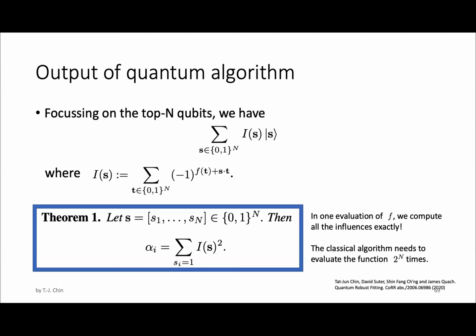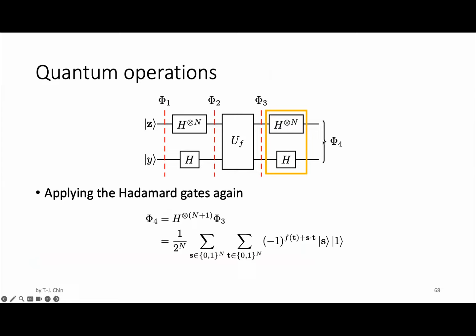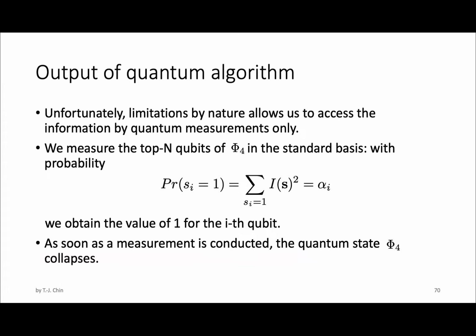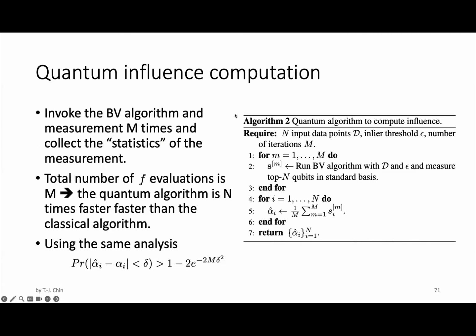Yes, the state that pops out of the quantum circuit contains the values you're looking for, but you need to measure them before you get anything sensible. Once you measure them, the phi four state collapses, and that information is lost. You can get empirical samples of it, and that's the only thing nature allows you to do. So then, what do we do? We run the circuit again.